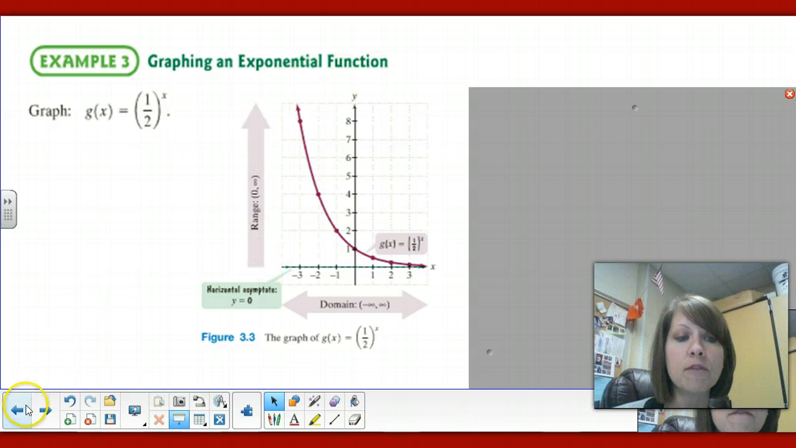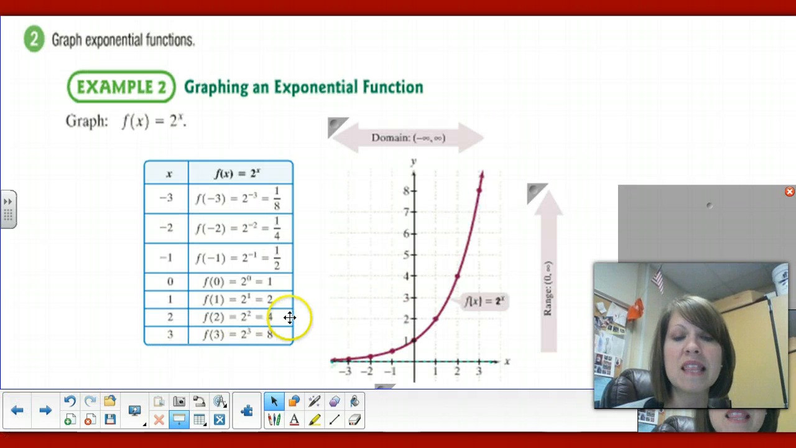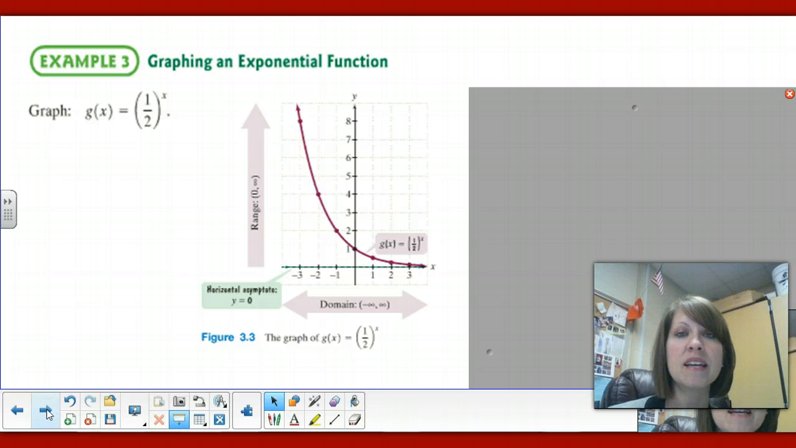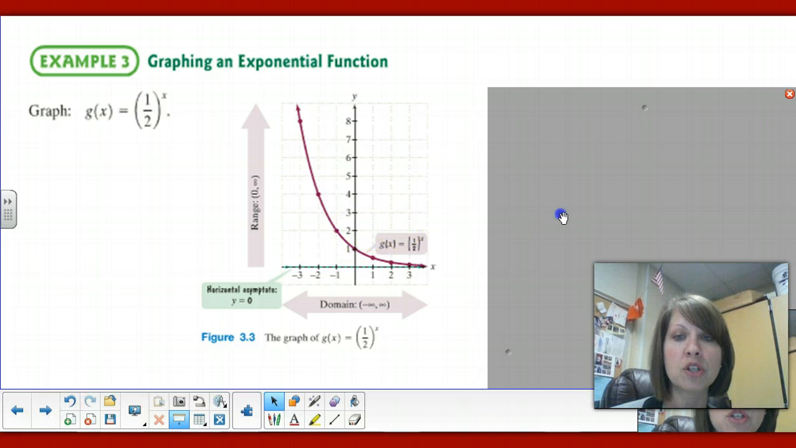Okay, the difference though, let's look at that again. The difference is that this function is what we would say is an increasing exponential function. It rises as you go to the right. Okay, but this one is a decreasing exponential function, meaning that it falls as you go to the right. Okay, the reason for that we'll explore here in just a minute.